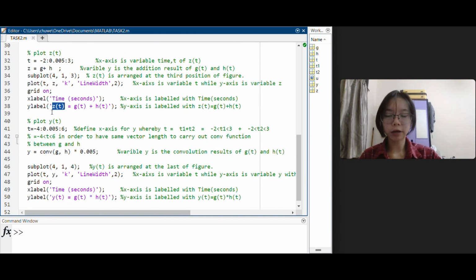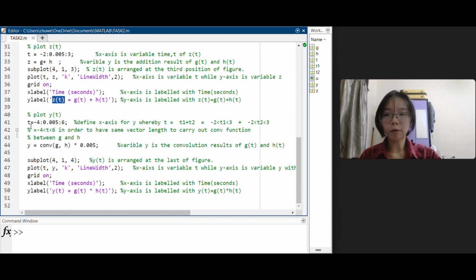And then after plotting zt, now we can finally plot yt. The time variable for yt is negative 4 to 6. The time variable for yt is actually the time variable t1 plus t2, which is the time variable of G plus the time variable of H. Because we need to have the same vector length to carry out the convolution function in MATLAB, because we will convolve G and H using the convolution function over here. So they have to be the same length. So y is equal to the convolution of G with H, and we multiply by the time step.